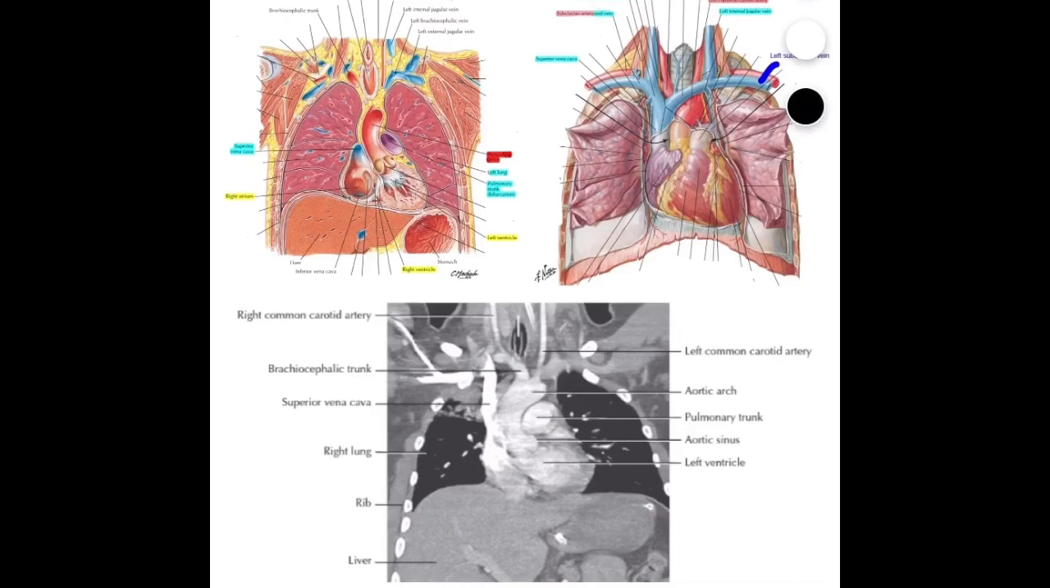Then also here we can see, I told you that the right ventricle gives off the pulmonary trunk, right? So here also this is the pulmonary trunk.